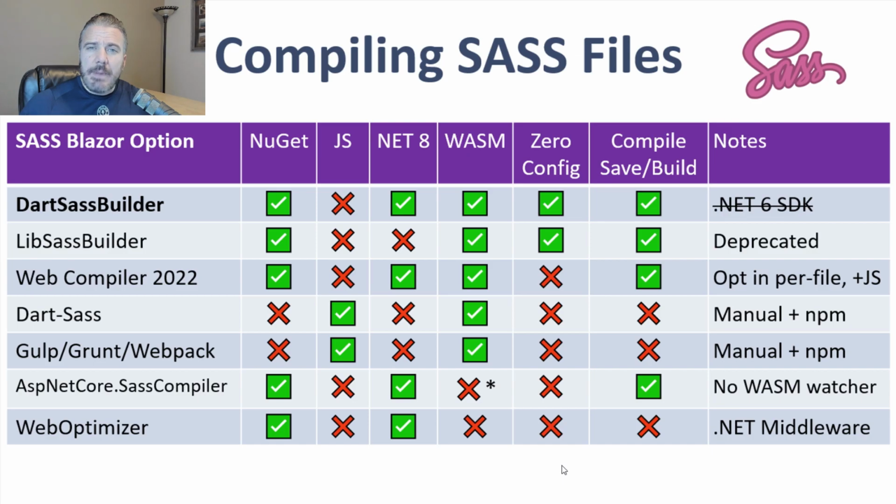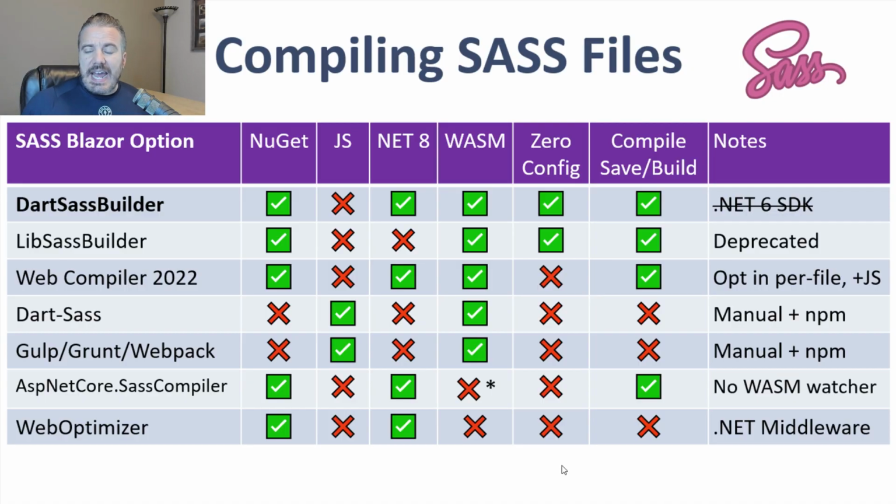All right, so I've compiled a list of options shown here on the screen that really fall into two buckets. We've got JavaScript solutions or .NET NuGet solutions for implementing Sass in our Blazor application. Now, we want to try to stay in the ecosystem of C# and .NET, so we would opt for a NuGet package in this situation.